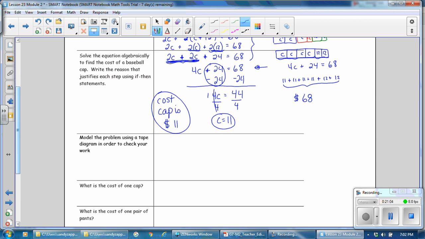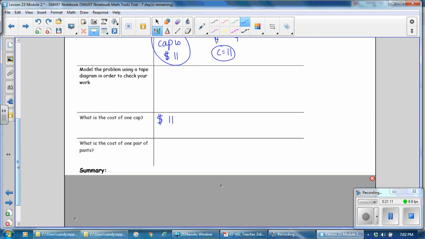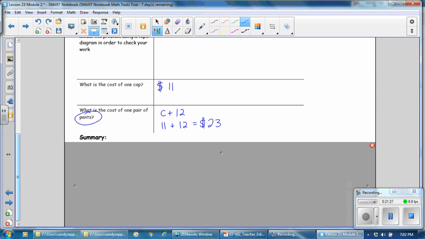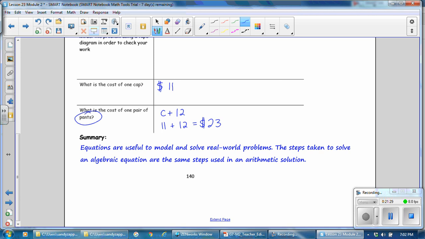So we have the cost of the cap is $11, and then the cost of a pair of pants. Well, the cost of a pair of pants that we found before is 12 more than the cost of a cap. And the cost of a cap is $11. So $11 plus $12 equals the cost of a pair of pants, and that equals $23. In summary, equations are useful to model and solve real-world problems. The steps taken to solve an algebraic equation are the same steps used in an arithmetic solution.